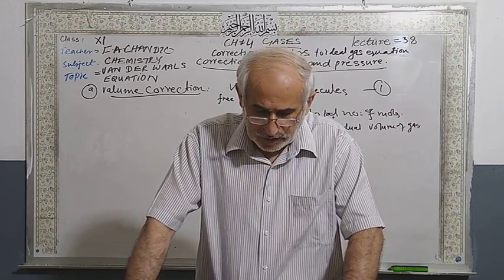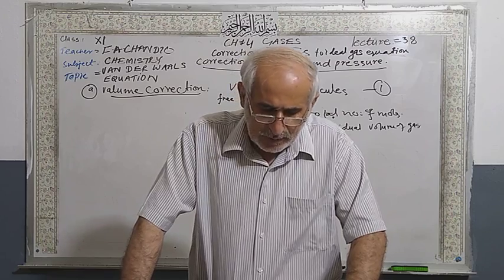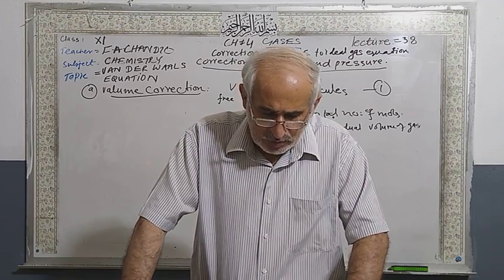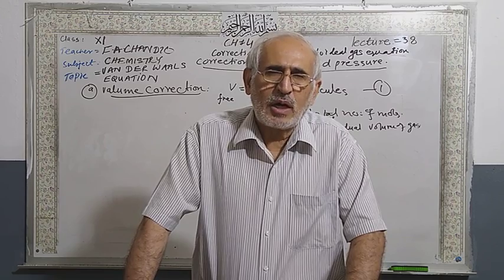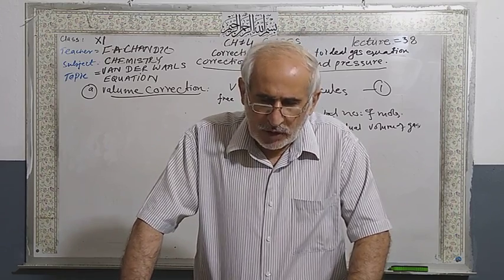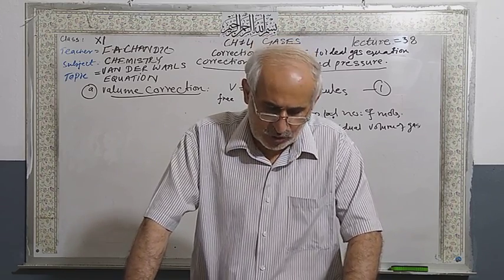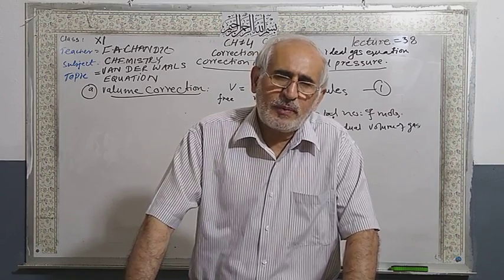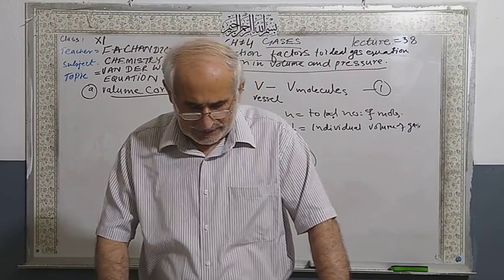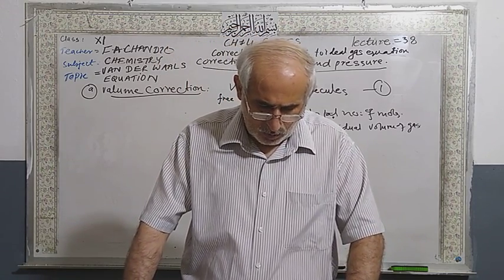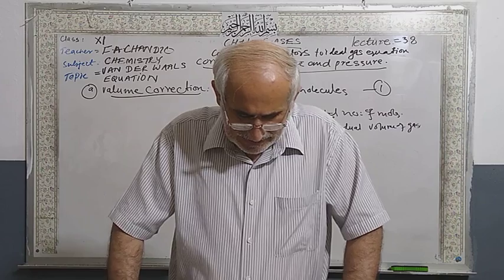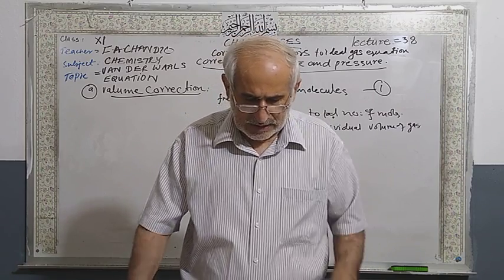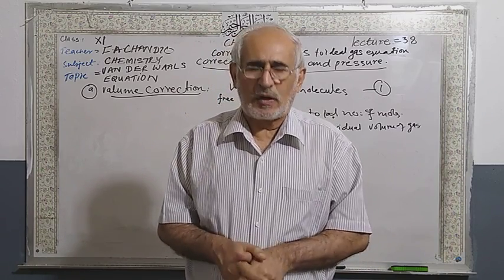Actually we need a free volume of the gas, which is obtained by subtracting the individual volume of the gas. That means the volume of the vessel minus the volume of the molecules of gas will be equal to the free volume. The volume of the molecules of gas will be equal to nb, where n is the number of moles of the gas and b is the individual volume of 1 mole of the gas.